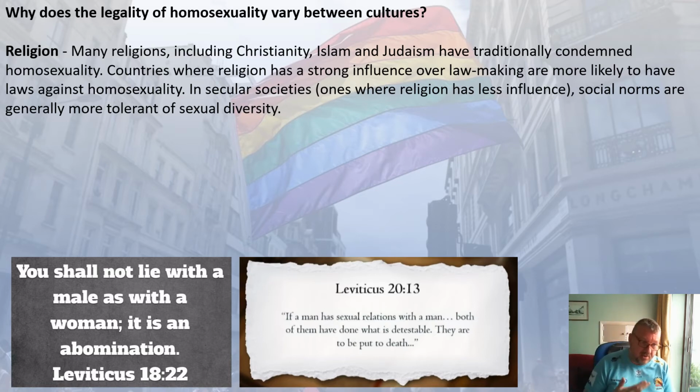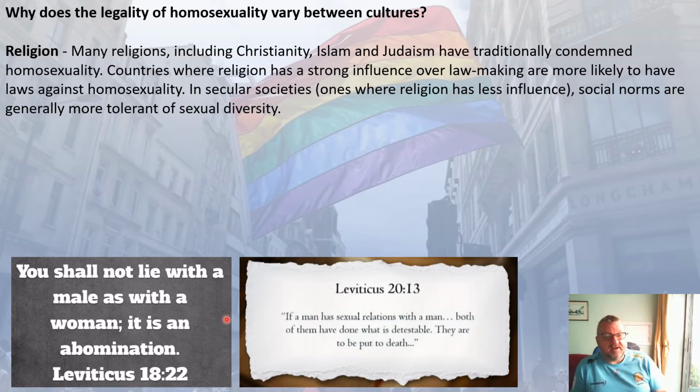And it all comes down to various Old Testament laws, and these are the 2 key verses in the law book of Leviticus in the Old Testament. Leviticus is the 3rd book of the Bible, contains lots of the Jewish laws, which are therefore the Christian laws, and by association Islam as well. And there's this verse here: "You shall not lie with a male as with a woman, it is an abomination." And then the punishment: if a man has sexual relations with a man, both of them have done what is detestable, they are to be put to death.